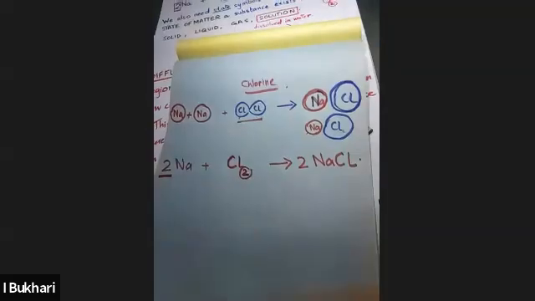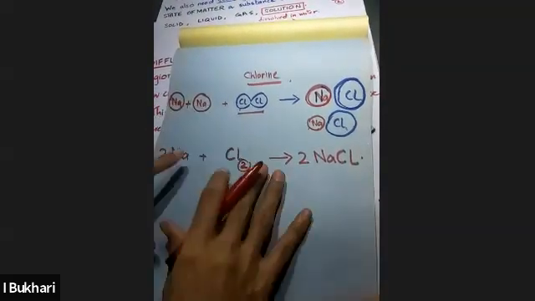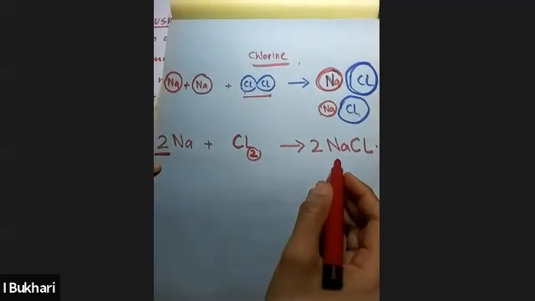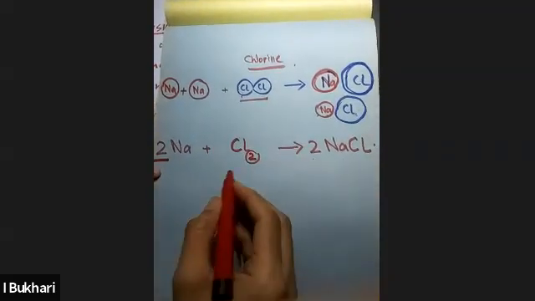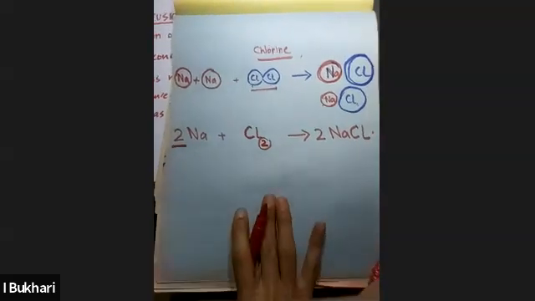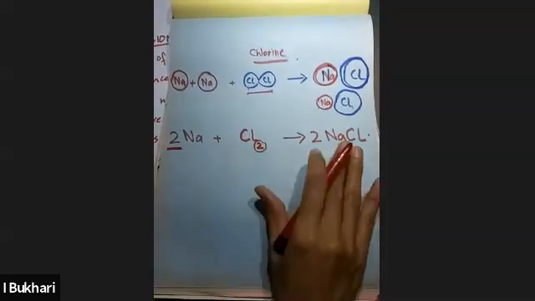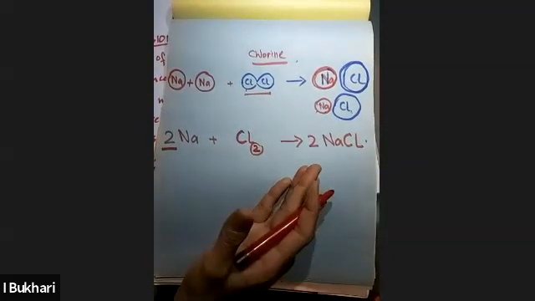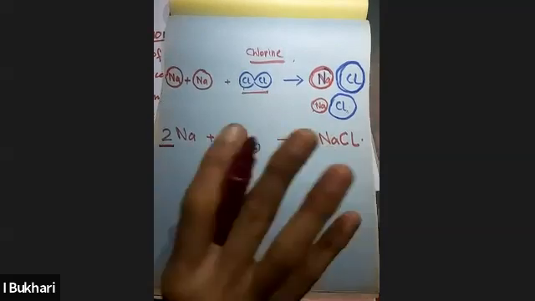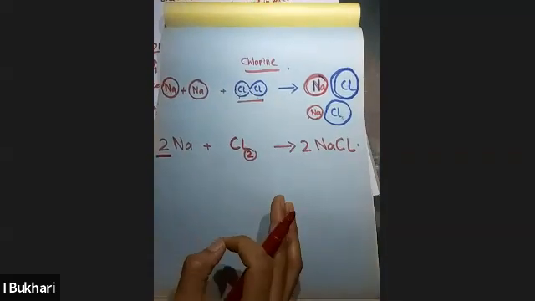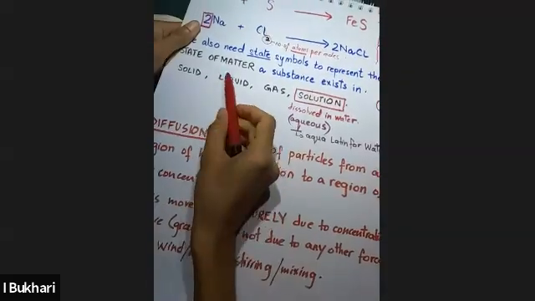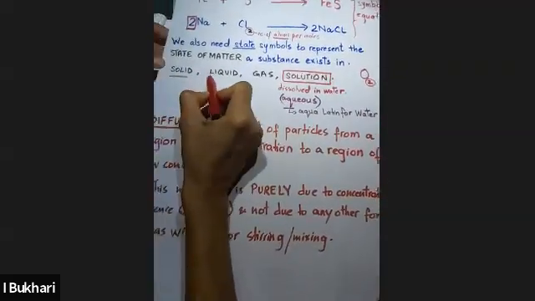Now, another thing is when you write a symbol equation, a chemical equation this way, it is also important to mention the state symbols. What do I mean by state symbols? What state of matter do they exist in? How many states of matter do we have? We have more than 3, but we'll deal with 3: solid, liquid, and gas.